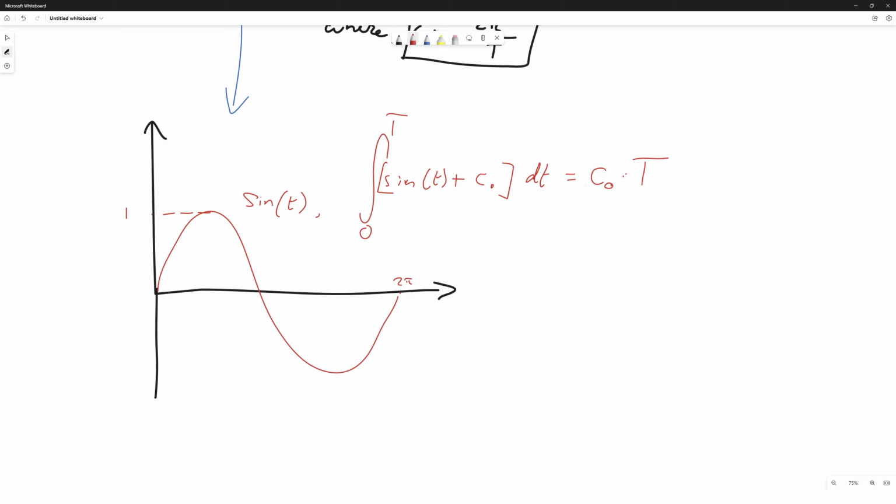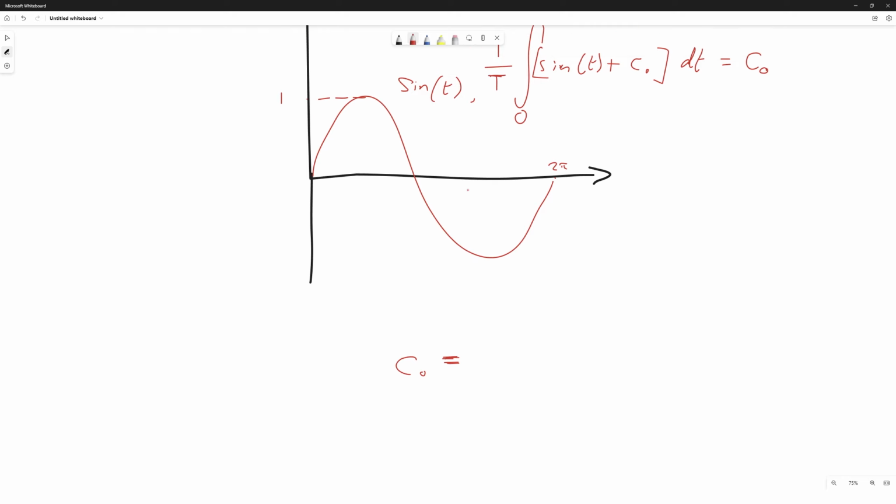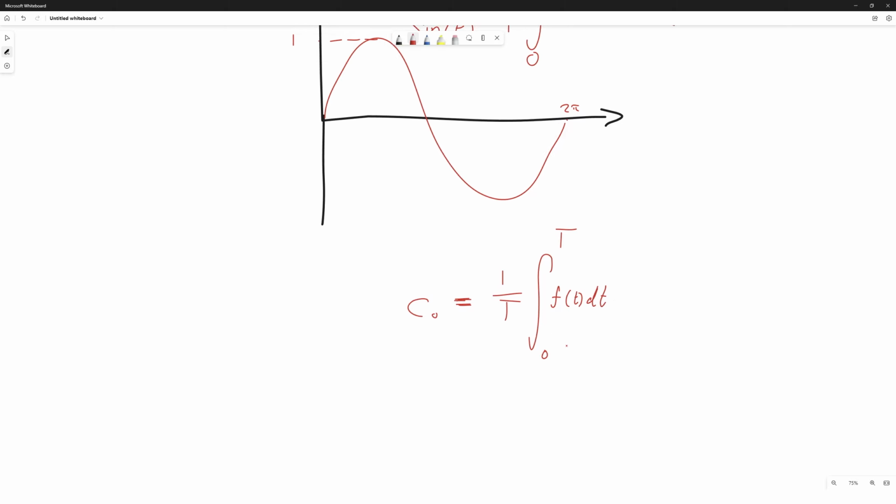But we would rather just get C naught, right? So let's modify our equation to do 1 over the period, and thus we will end up with just C naught. So here we now have the equation for what we will call the DC term, for direct current term. It is equal to 1 over the period times the integral of your function of t with respect to t.